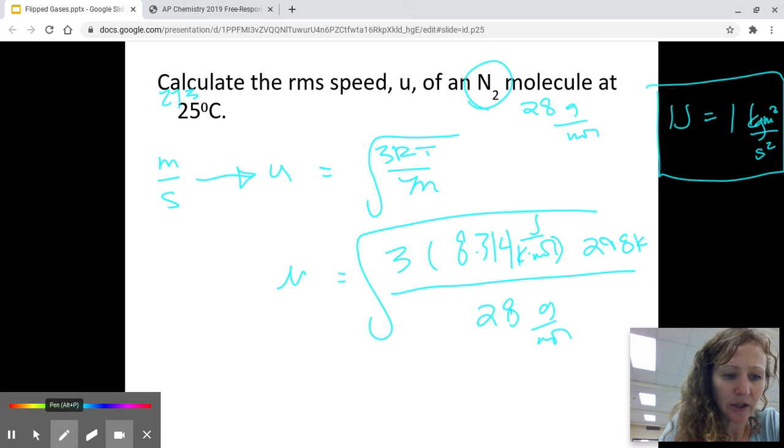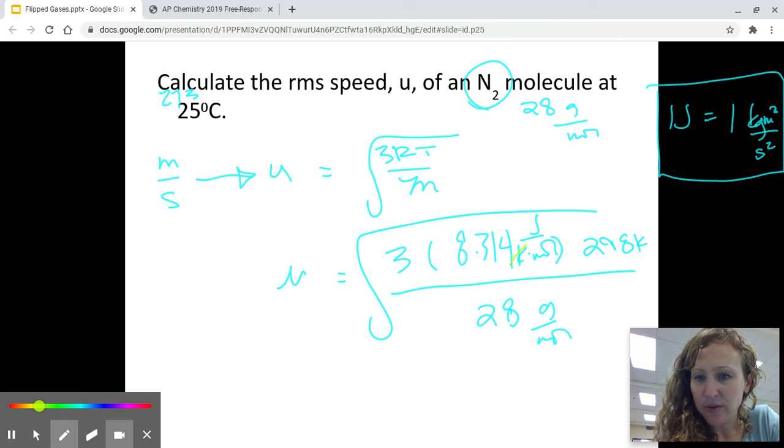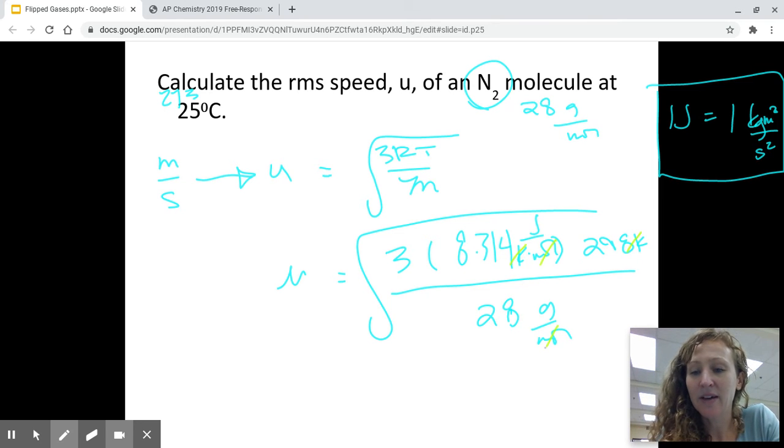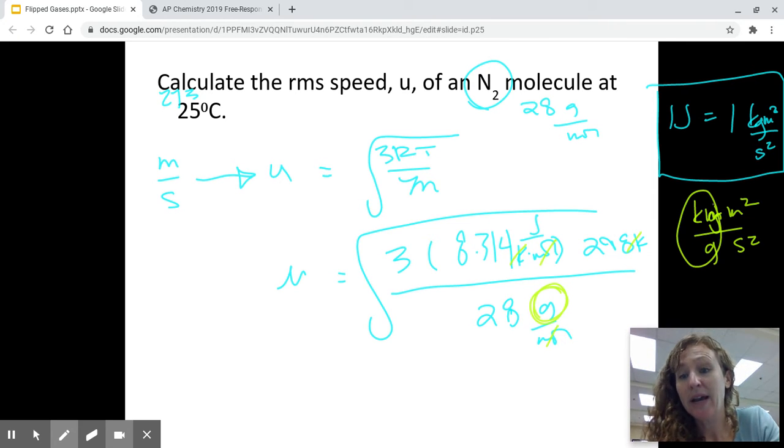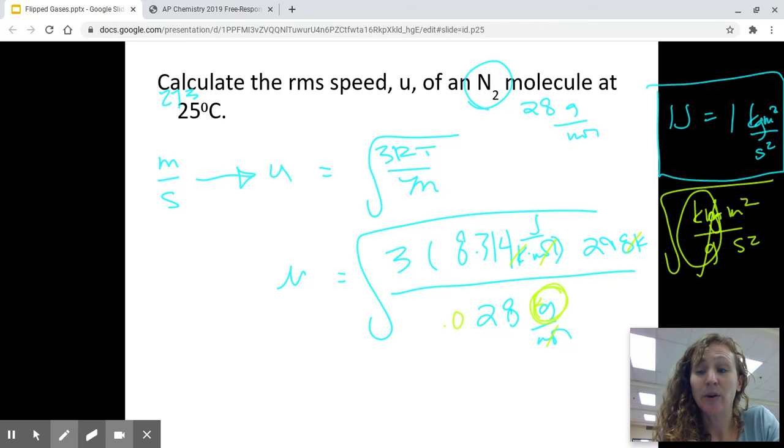Okay, now if we look at our units, Kelvin's going to reduce out, moles is going to reduce out, and then we have a joule, so a kilogram meters squared per second squared, divided by grams. So we have kilograms per gram here. We can convert this into kilograms so that these two reduce out. Then what we're left with is meters squared per second squared, and then you take the square root of that and you're left with meters per second.